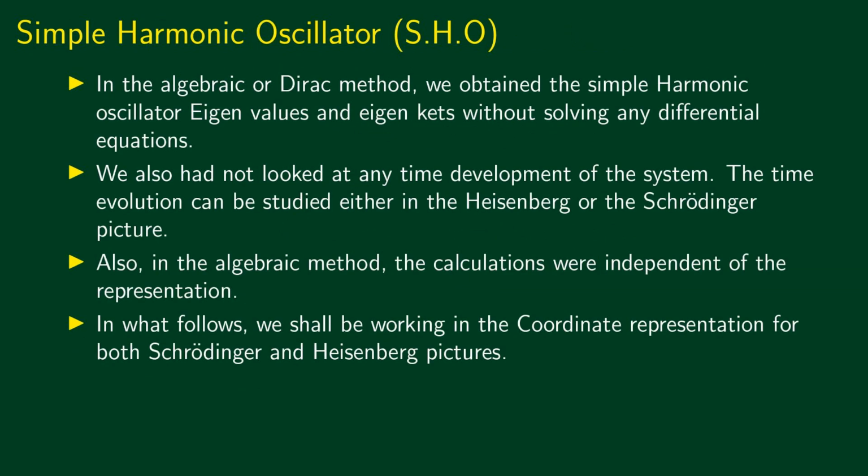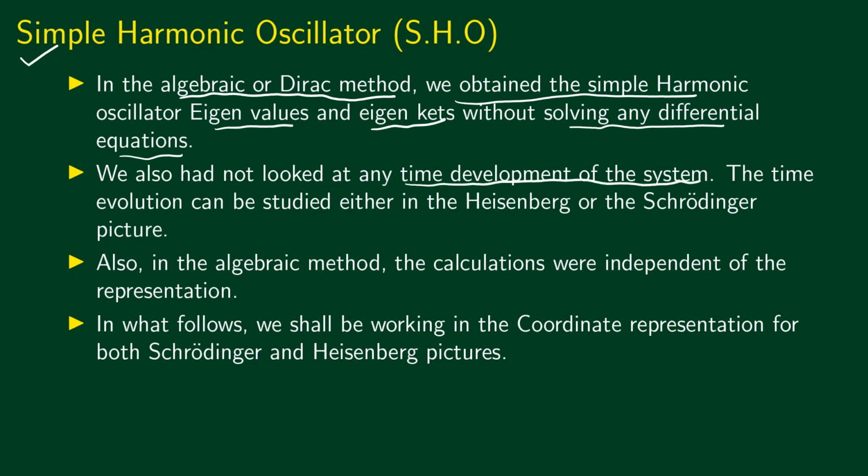Now we have all the tools to start discussing the simple harmonic oscillator problem in the coordinate basis. We have already seen the algebraic or Dirac method. Over there, we obtained the simple harmonic oscillator eigenvalues and even the eigenkets without ever solving any differential equations. We worked purely algebraically. We also had not looked at any time development of the system. We just found the eigenvalues and eigenkets, and did not discuss how these things evolve with time.